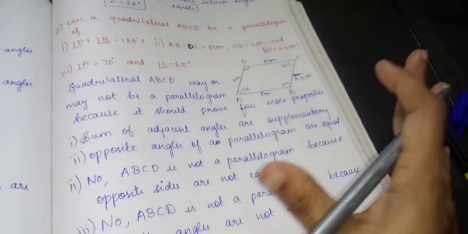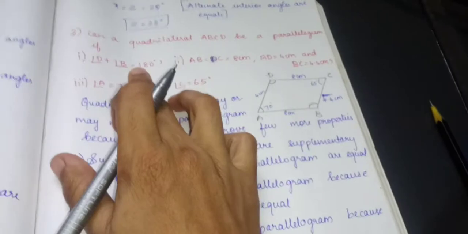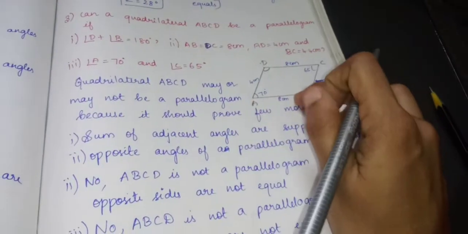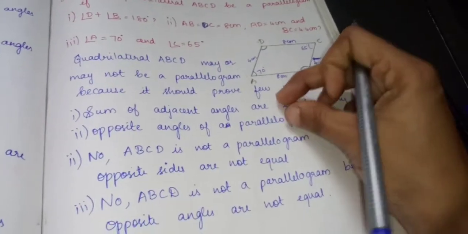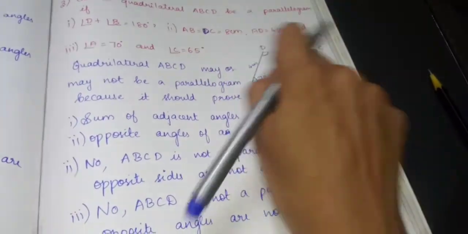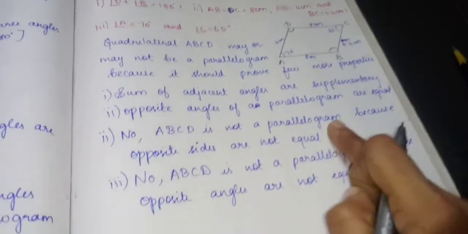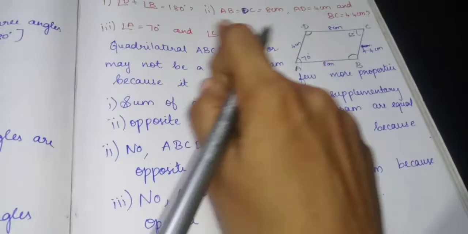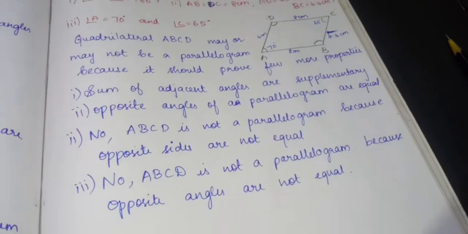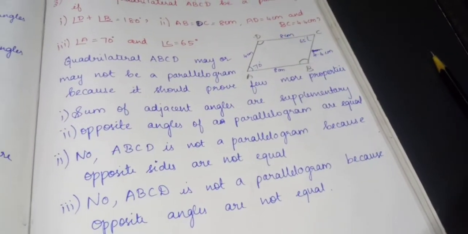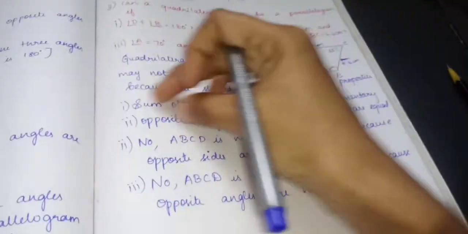Okay, so actually if this is a condition, we cannot directly say that it is a parallelogram. These two conditions should be proved. This condition is wrong, so it is not a parallelogram, and this condition is also wrong, so this is not a parallelogram. Understood? It is like a theory question, but you should give these explanations.